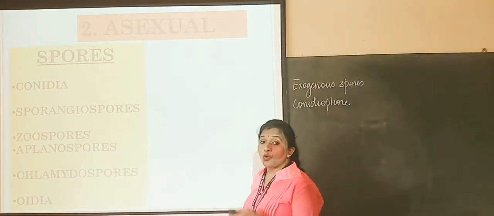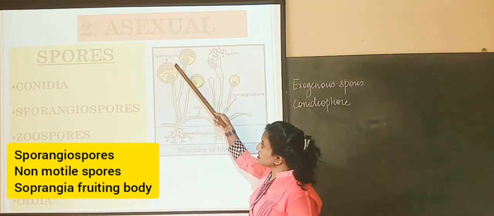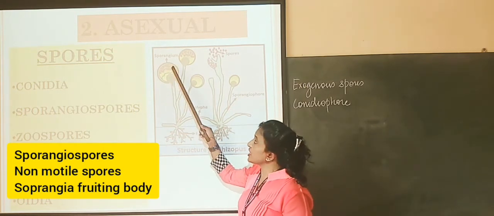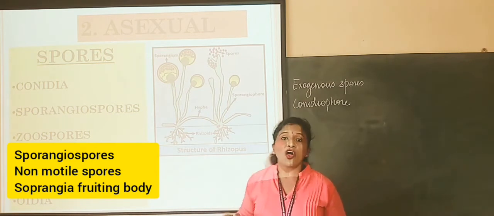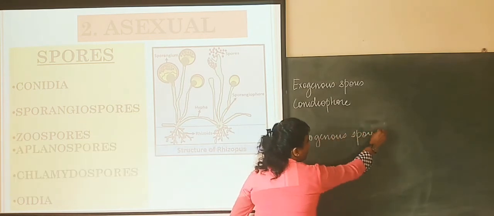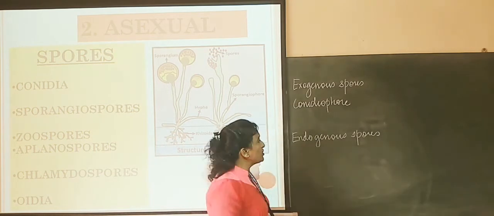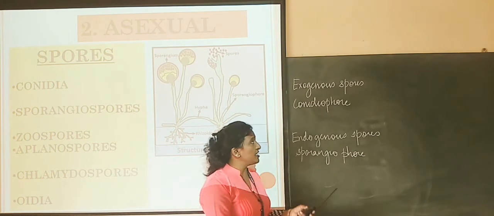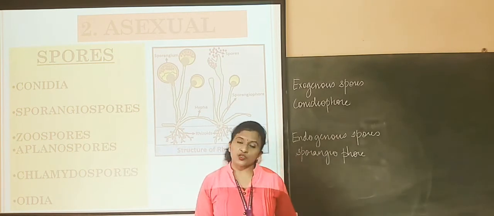The second type is sporangiospores. These spores are also non-motile. They are developed inside the fruiting body called the sporangium. So inside the sporangium, many such spores will be formed. Since they are inside the fruiting body, these spores are called endogenous spores. And the hyphae which bear these fruiting bodies are called sporangiophores. So you can see here we are using the suffix -phore for the main hyphae which bear these spores.